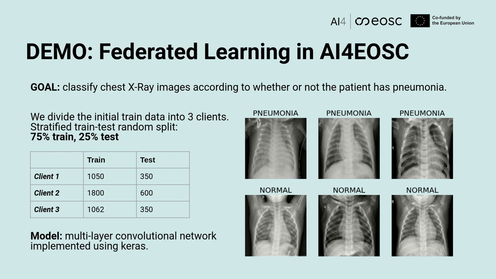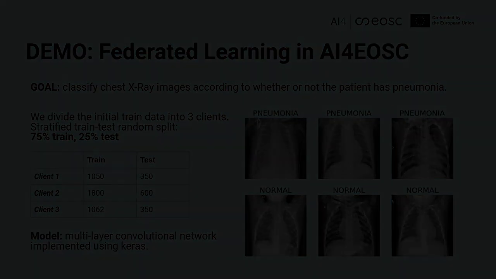So in this case, it's quite important to be able to build this kind of global models without sharing the data. So, we have split the initial training data into 3 clients for simulating these 3 hospitals, and we have performed a stratified train test random split as shown in this table here. The model is a multi-layer convolutional network that we have implemented using Keras, and now let's move to the AI4EOSC platform in order to perform the federated learning training.